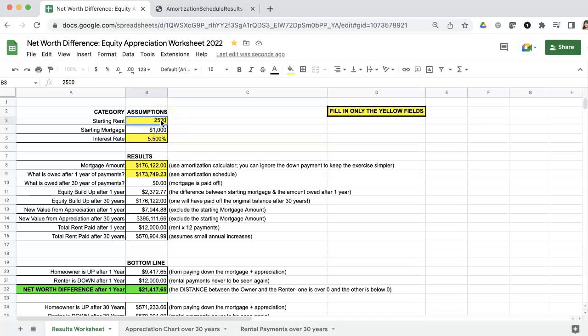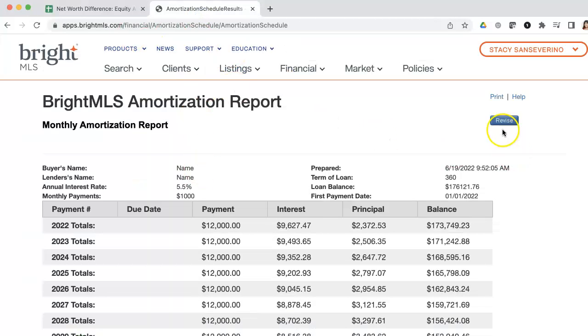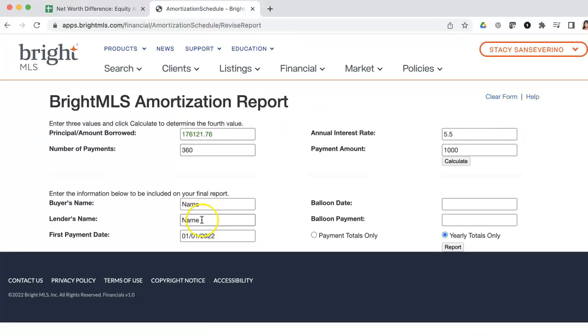So let's just start with a $2,500 starting rent, and we'll do 5.25% interest. Now we need to find out what the original mortgage amount is based on a $2,500 starting point. So we'll hit revise, and we will delete that. We will change this to 5.25, and we will change this to 2,500, and then we'll calculate.